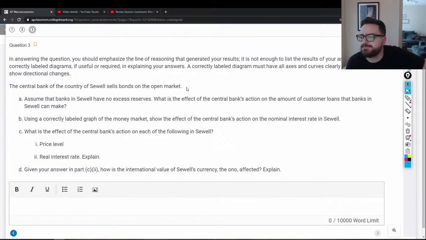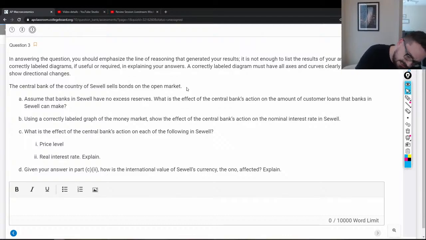Now, B, correctly labeled money market graph. Oh yeah, you want to grade me on graphing? I can do that any day. Love graphs. Graphs are the best. Easiest source of points on the AP exam. If you can't graph, it's the most sad way to not pass an AP exam. I get it if you can't do calculus. Calculus is impossible all the time. But you can draw a graph.